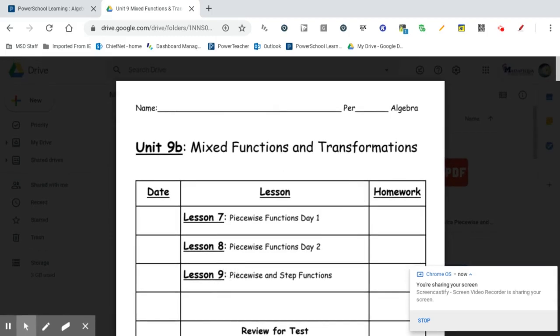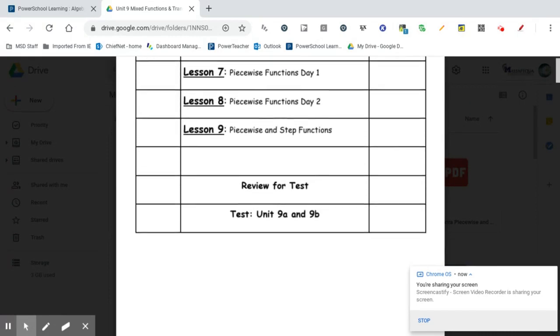Hi, boys and girls. So today we are going to start the next part of the unit, which is Unit 9B. It's going to be all about piecewise and step functions. So we're going to go ahead and get started.